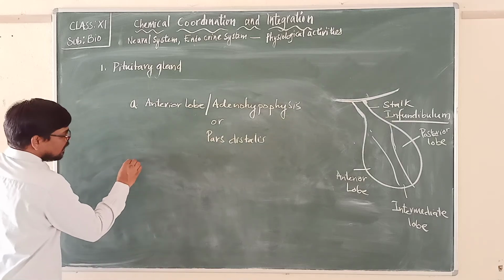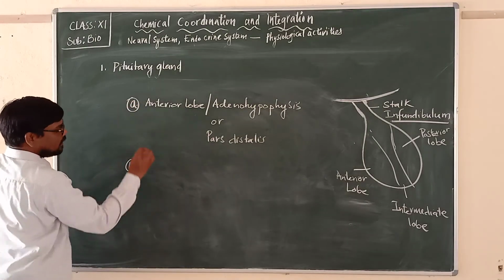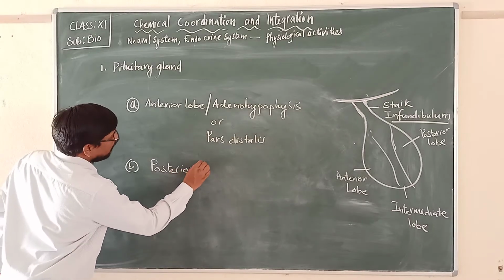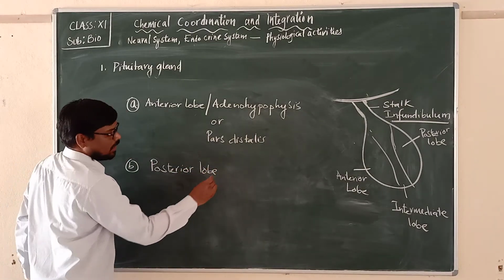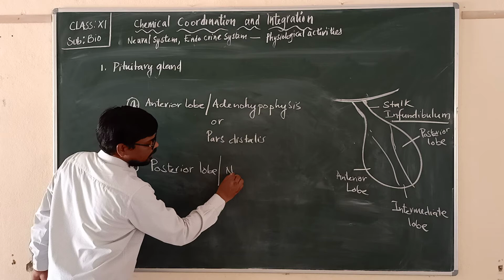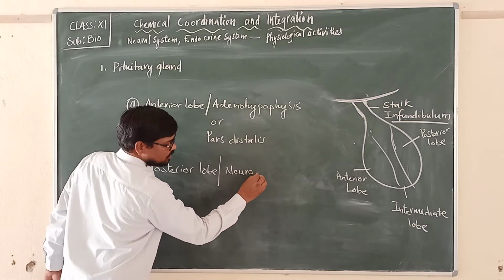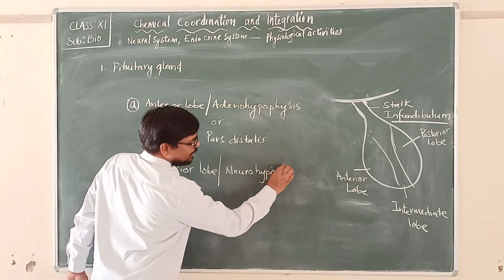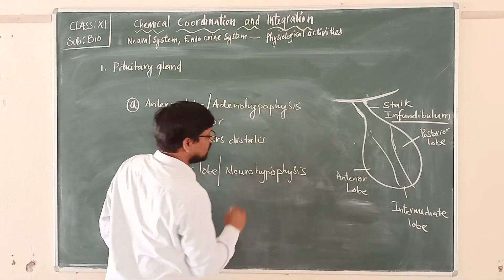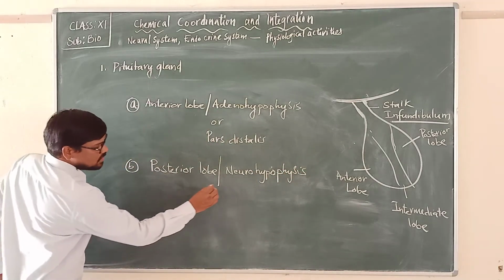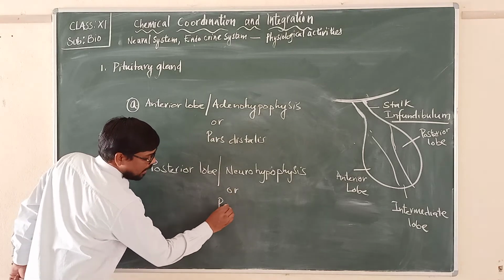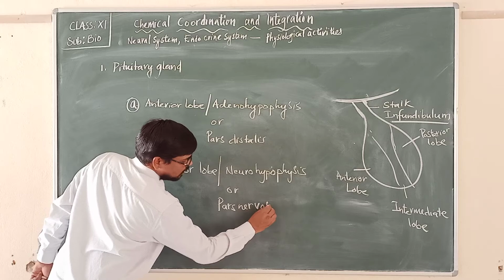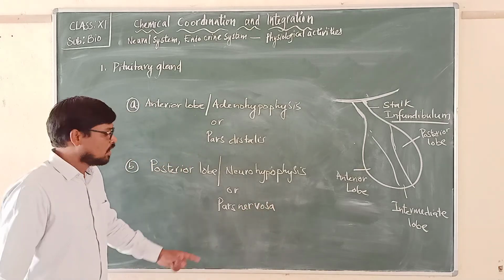And the other one is the posterior lobe. The posterior lobe of the pituitary gland is also called the neurohypophysis, which is otherwise called pars nervosa.